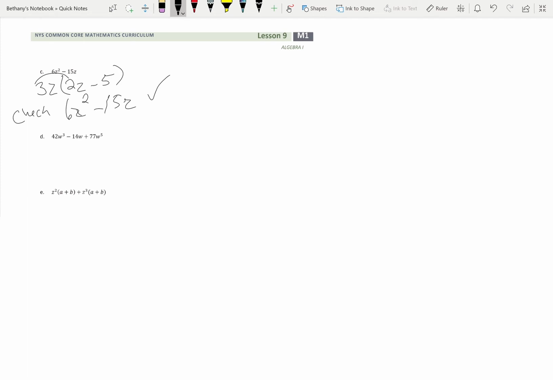Alright, sometimes it gets a little wild with bigger numbers. You might have to guess a couple times. I'm going to guess that I can take out a 7. Okay, I only have one w here, so I can only take out one w right there. 42 divided by 7 is 6. W to the 3rd divided by w is w squared. Minus 14 divided by 7 is 2.